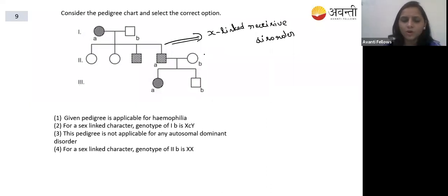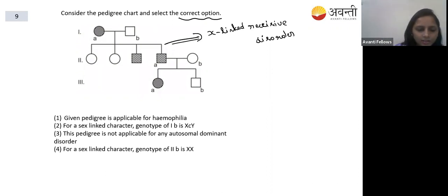It may be autosomal dominant also. We know that sometimes autosomal dominant will not skip the generation, right? Here you can see in the first generation the parent is affected, in the second generation also affected, and in the third generation also affected, right? We can also call it an autosomal dominant disease. So let us see one by one. Here they are asking to select the correct option.